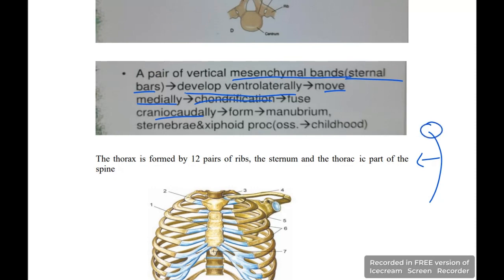See, this is the cranial part, this is the caudal part. Then all the bands fuse craniocaudally and form the manubrium, sternal body, and xiphoid process. And this ossification happens in childhood. This is the short information about the development of the sternum.